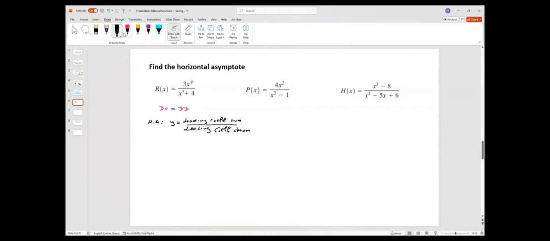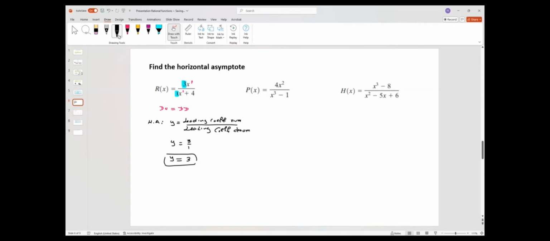So what is the leading coefficient of the numerator? The leading coefficient of the numerator is 3. What is the leading coefficient of the denominator? There is an invisible 1 here. So the leading coefficient of the denominator is going to be 1. So the horizontal asymptote is 3 over 1. So the horizontal asymptote would be y equals 3. So the line y equals 3 will be the horizontal asymptote in this case.